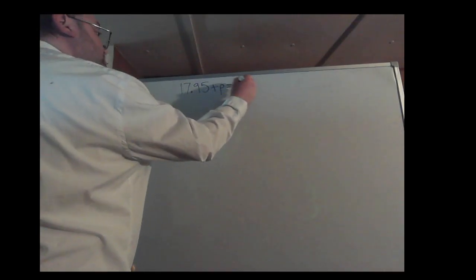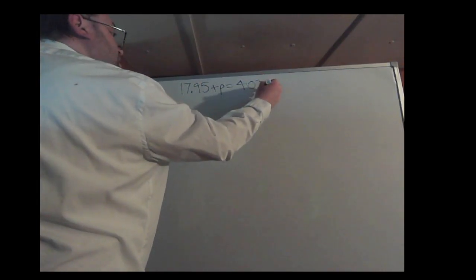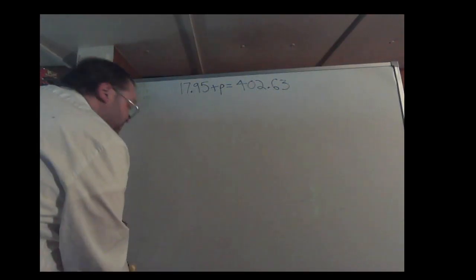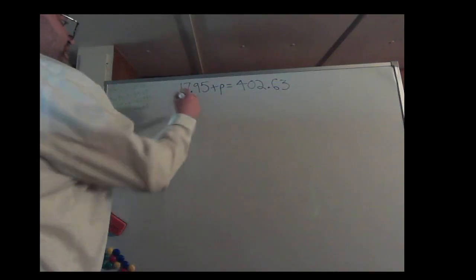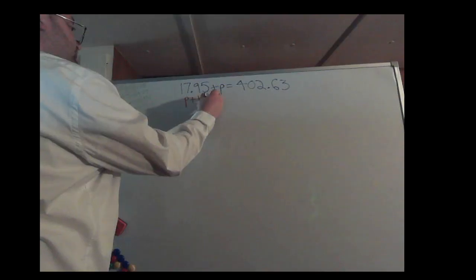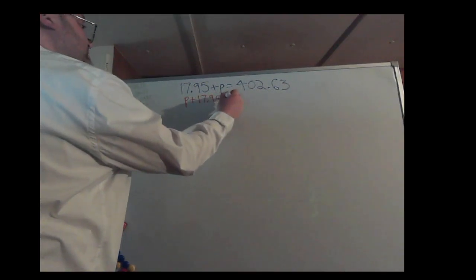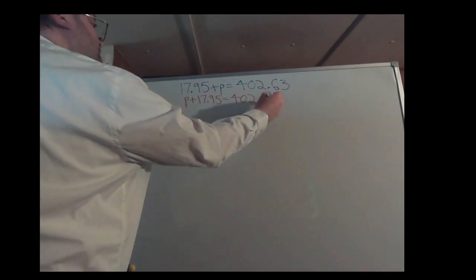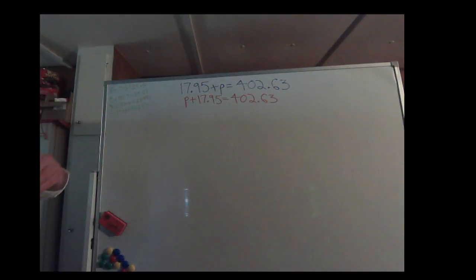Okay. We have 17.95 plus p is equal to 402.63. Well, if it helps you, again, use the commutative property, switch the p and 17.95 around. So you'd have p plus 17.95 is equal to 402.63.